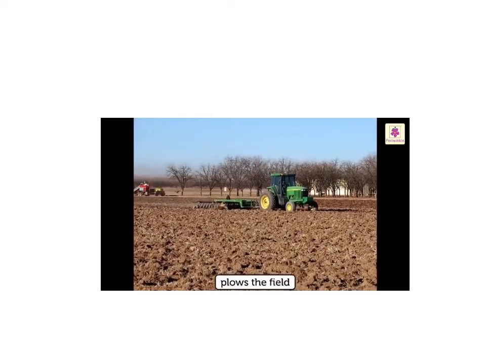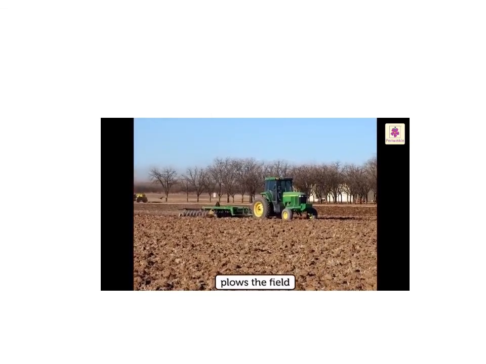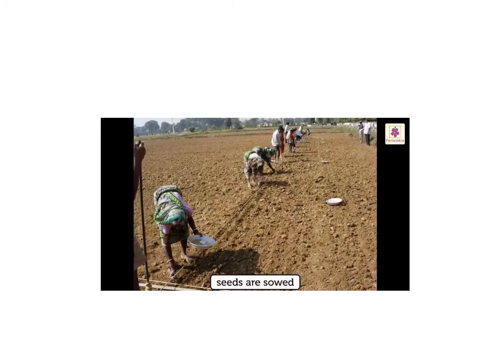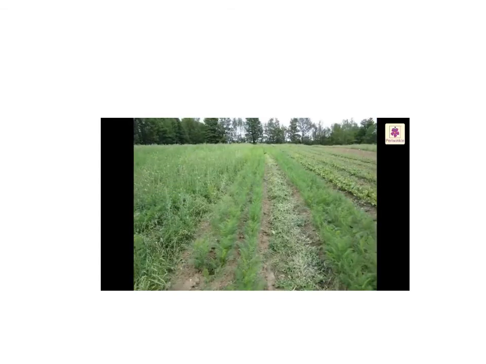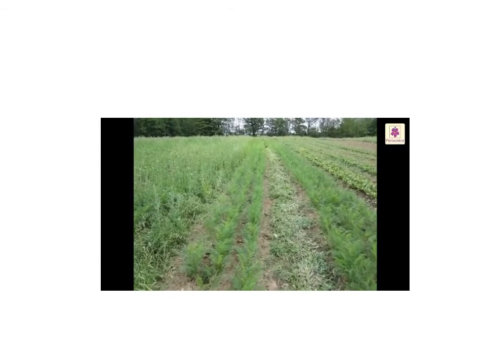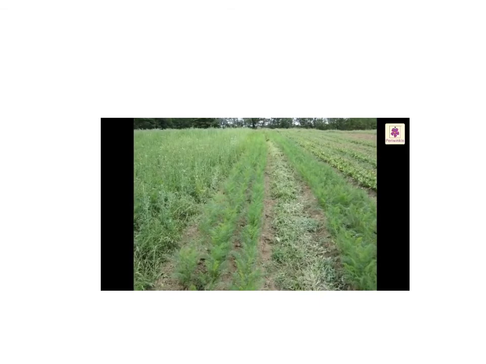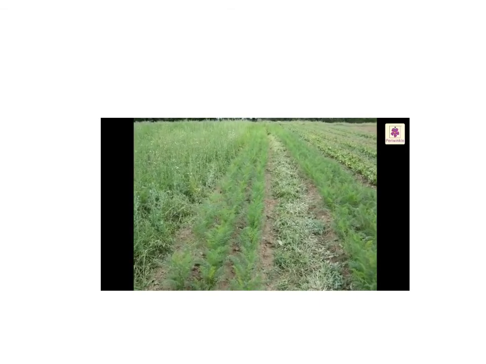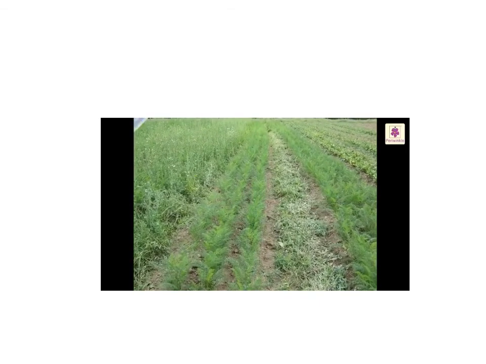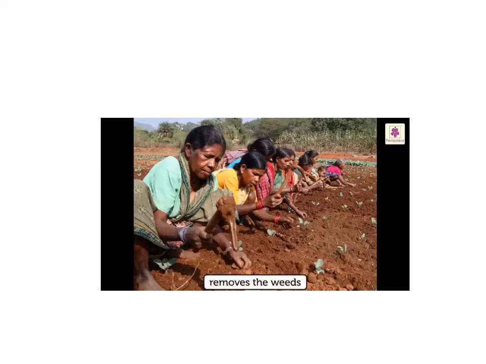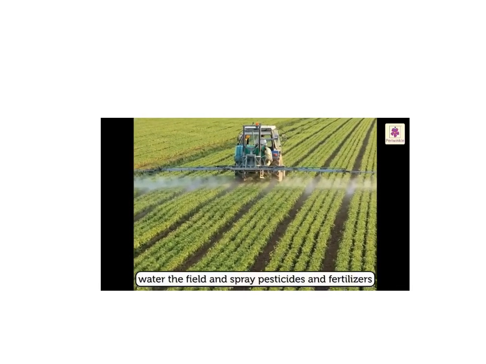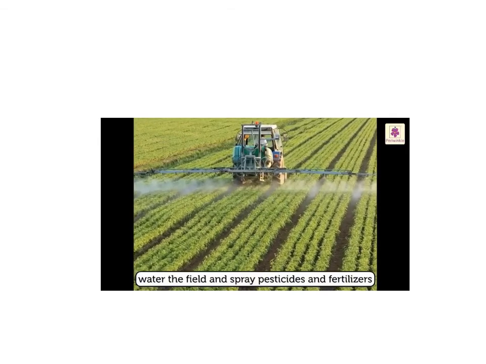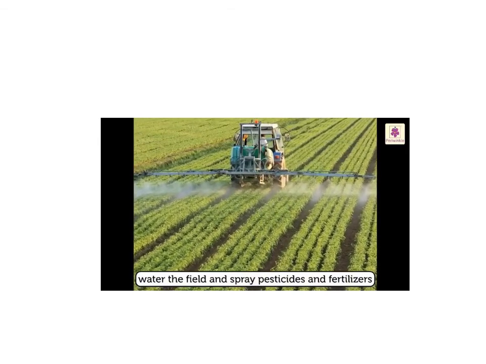First, the farmer plows the field with the help of a tractor. Then the seeds are sowed. Slowly the sowed seeds grow into plants. While these seeds grow, at times some weeds grow around them, which stop the growth of the seeds. The farmer removes these weeds. The farmers water the field and spray pesticides and fertilizers.